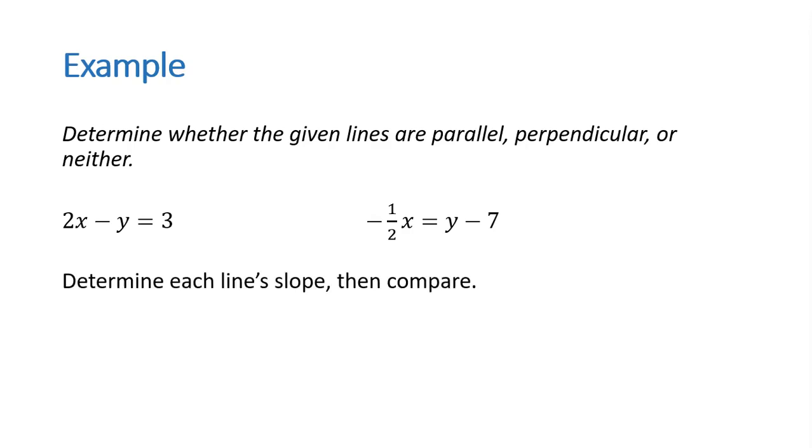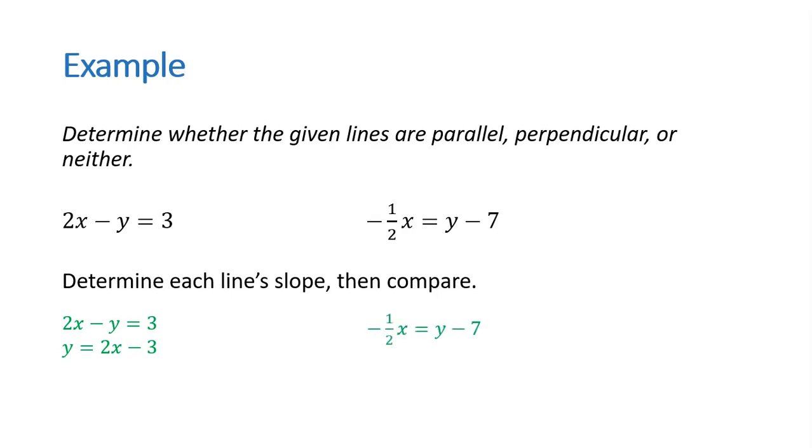So for our first one, we need to get y by itself. So if you add y to both sides and then subtract 3, or you could subtract 2x and then divide by that -1 out front, either way, slope-intercept form you'll get down to is y is equal to 2x minus 3. So the slope of this line is 2.